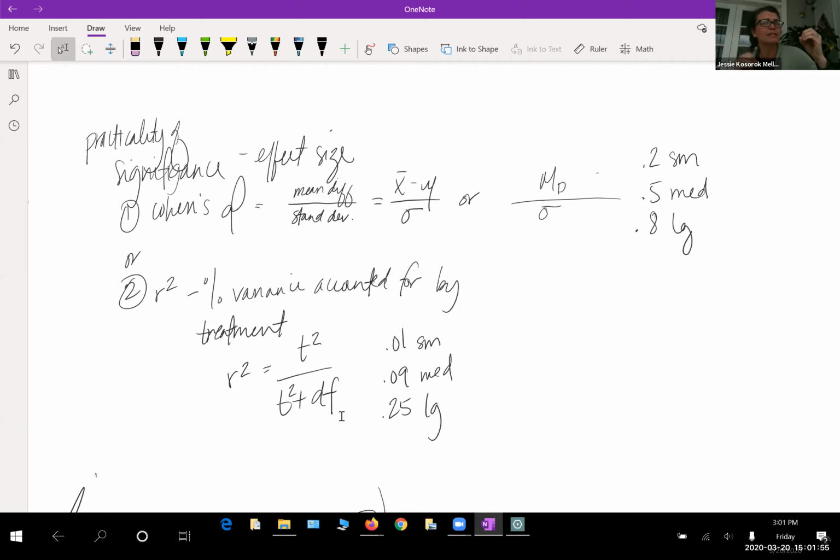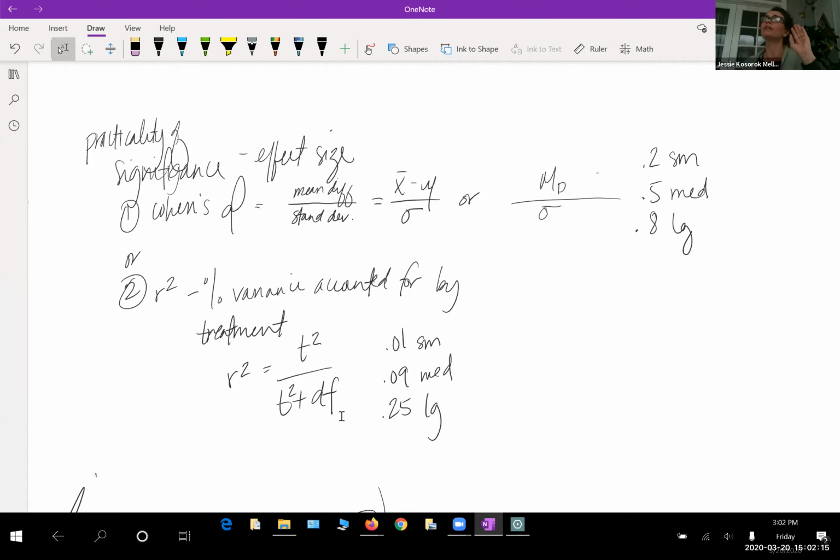How do we account for understanding how significant this is? Because it either is significant or it isn't, period. But what's the magnitude of this significance? What's the practicality of it? That's where you get into an effect size measure.